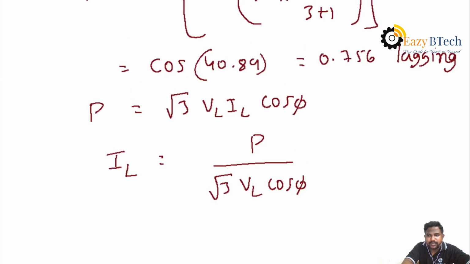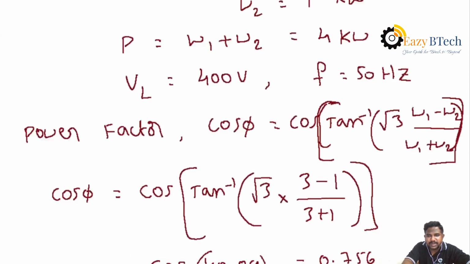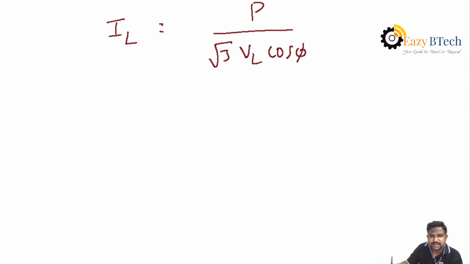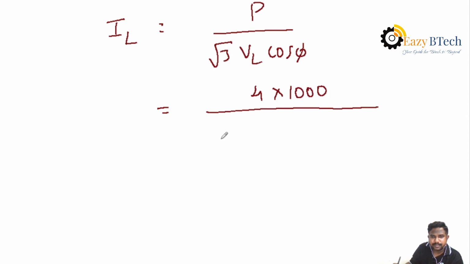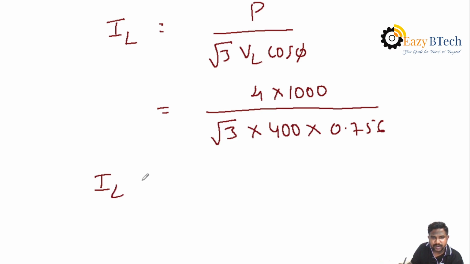We already know the value of P, that is the total power in the circuit, W1 plus W2, that is 4 kilowatts. Then replace all values here: 4 into 1000 by root 3 into the given line voltage 400 and cos phi. We already found cos phi is 0.756. From that, the line current is 7.64 ampere.